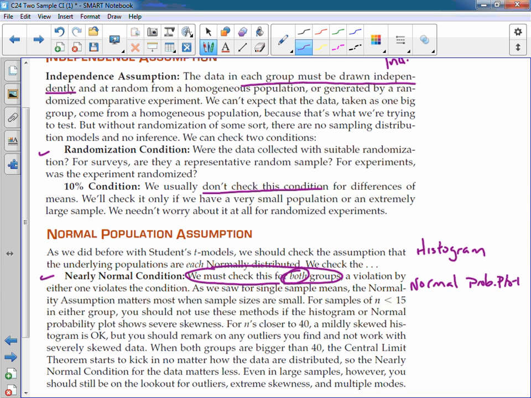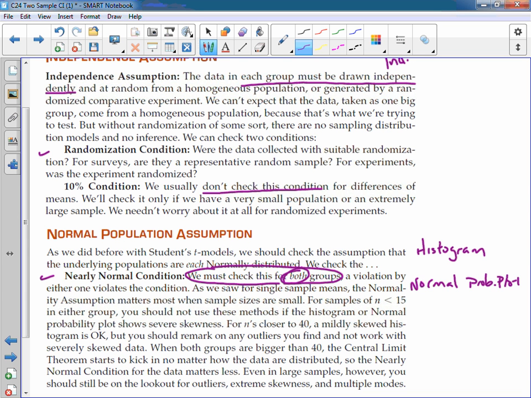So you have to say those things. You can't just be like, oh, it's nearly normal. You need to say a histogram of the data shows that. A normal probability plot of the data shows that. The data is roughly unimodal and symmetric. It's reasonably straight. Something to that effect for both the groups. You can't just say, it's nearly normal.